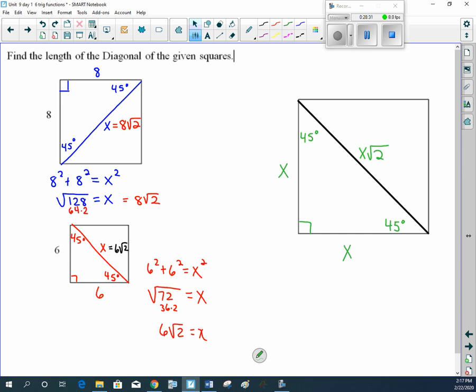We could do many more squares if you wanted, but that's always going to be true. The hypotenuse, or the diagonal of the square, is going to be the square root of 2 times each of those legs. Okay, so that's one of our special triangles. Okay, now we're going to do another one.